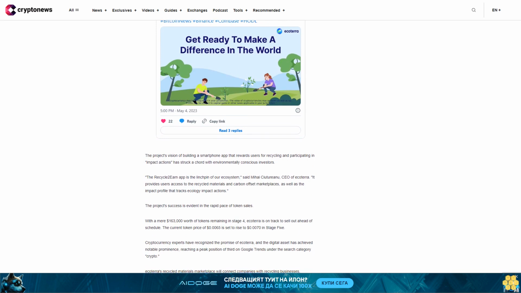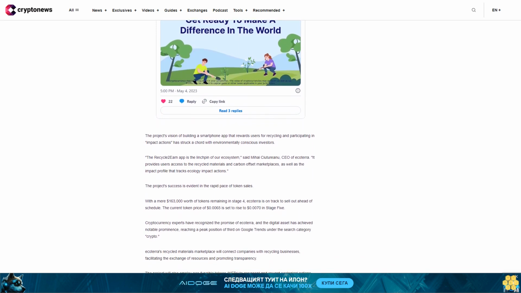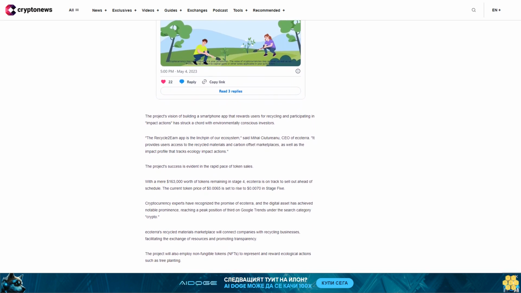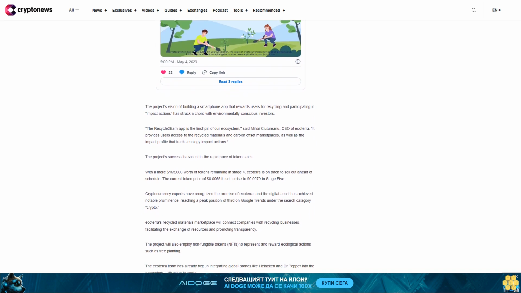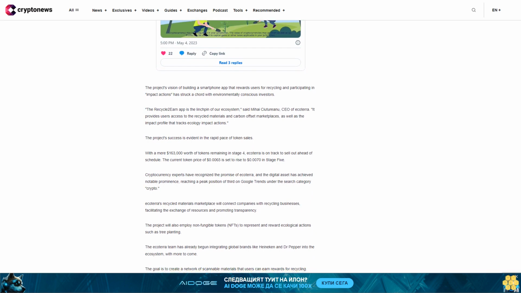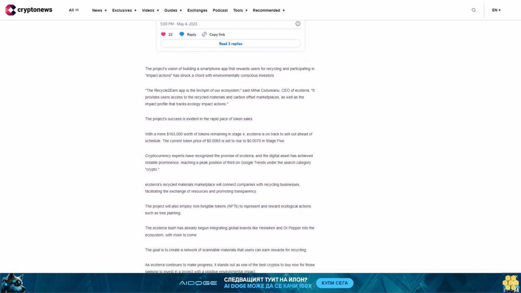As Ecoder continues to make progress, it stands out as one of the best cryptos to buy now for those seeking to invest in a project with a positive environmental impact. The beta version of the recyclable urn application is projected to be introduced before the conclusion of the current year, positioning Ecoder to play a significant role in making a meaningful contribution to the global efforts toward sustainability.